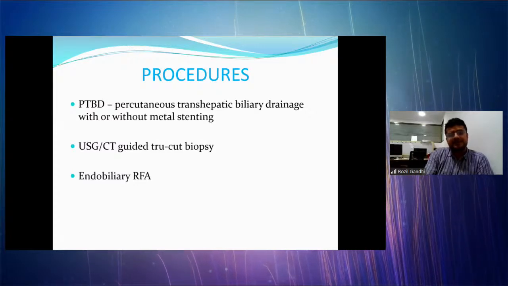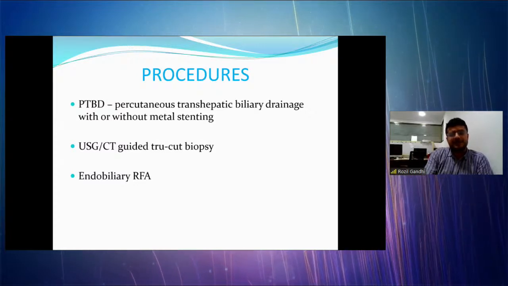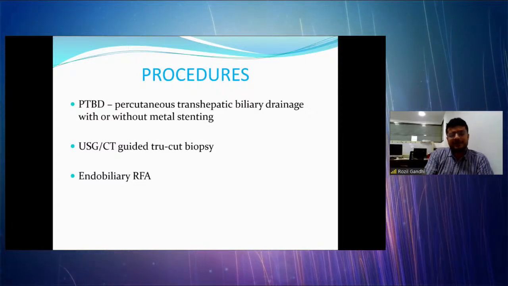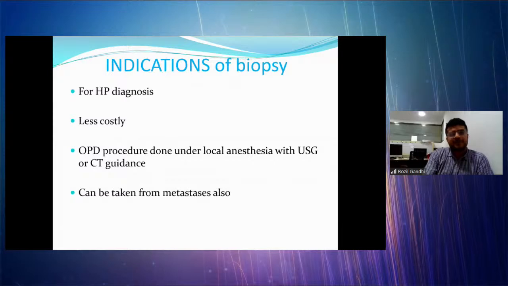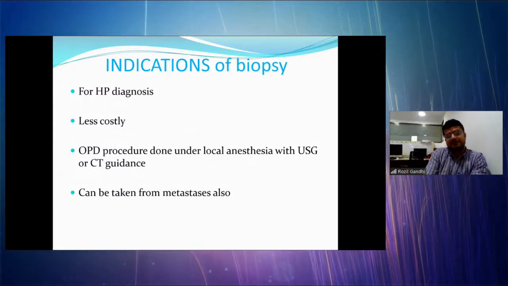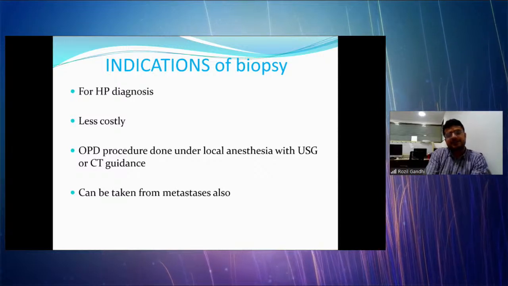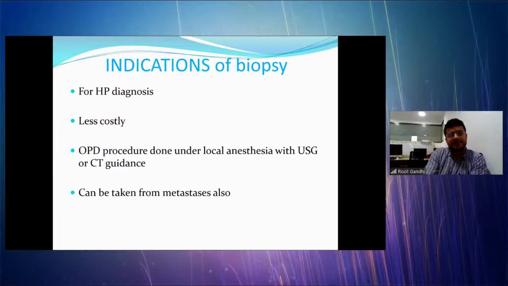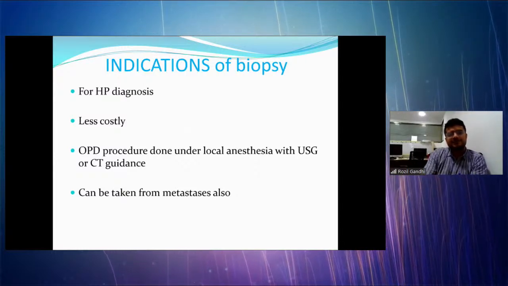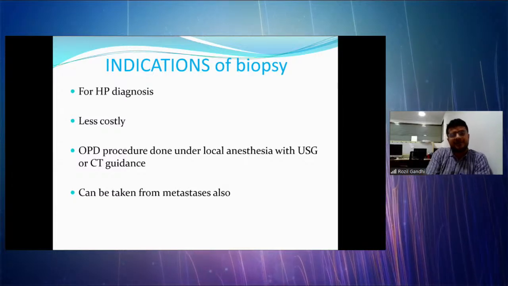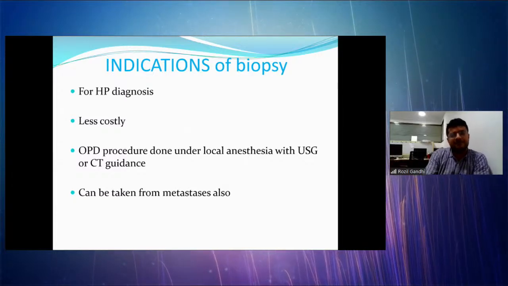In metastatic disease, we are referred for biopsies. And there is also endobiliary RFA, which sometimes can be used. A biopsy of a pancreatic mass is an OPD procedure. It is done under ultrasound or CT guidance, under local anesthesia, and is less costly. The other thing is, we can also take biopsies from the liver mass.